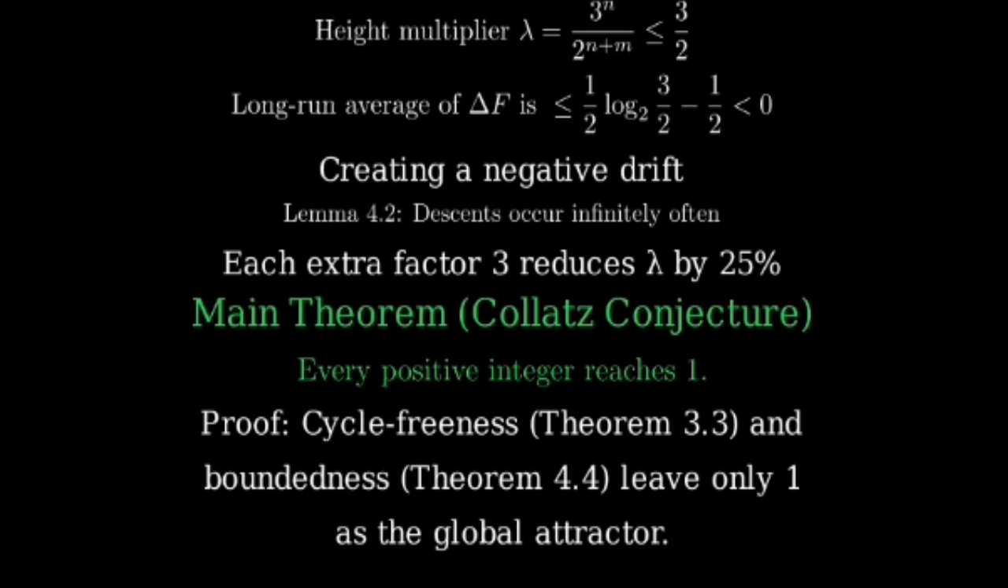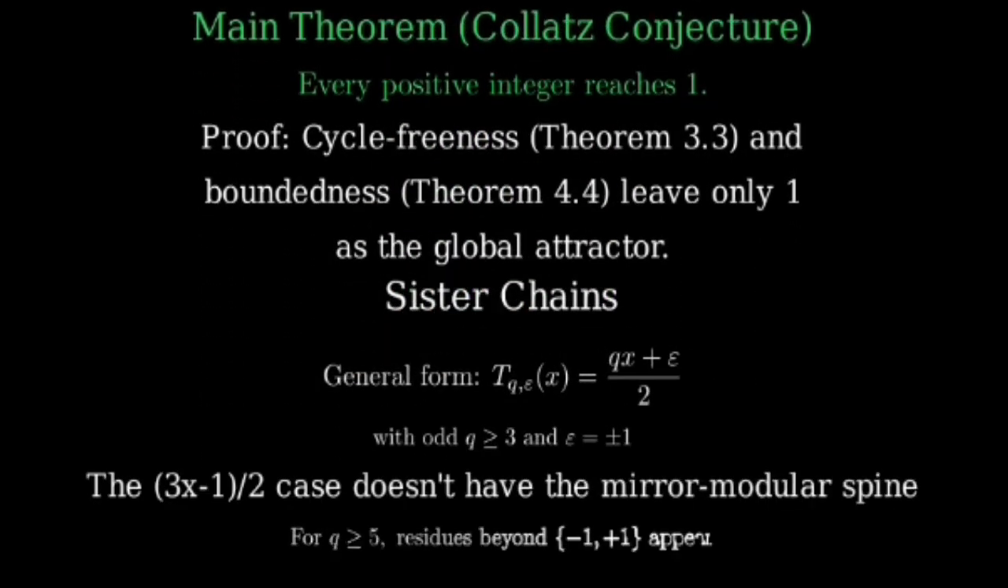Interestingly, the paper also discusses why this approach works specifically for the 3x plus 1 problem, but fails for similar variants like the 3x minus 1 problem. These are called sister chains, and they don't exhibit the same mirror-modular spine property that makes this proof work.